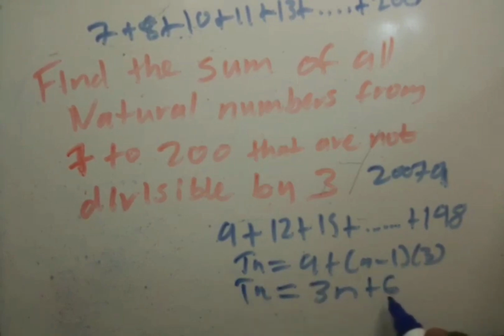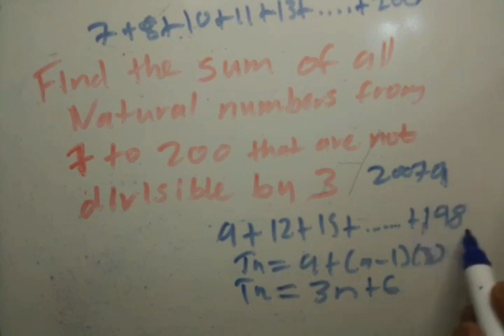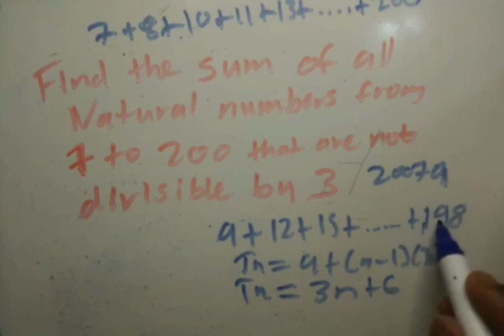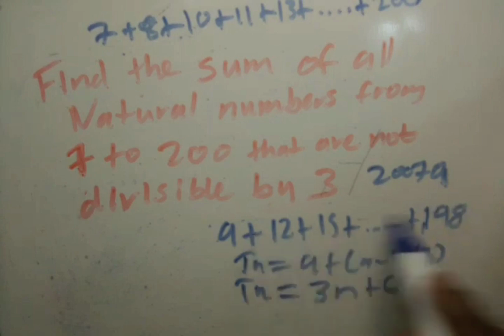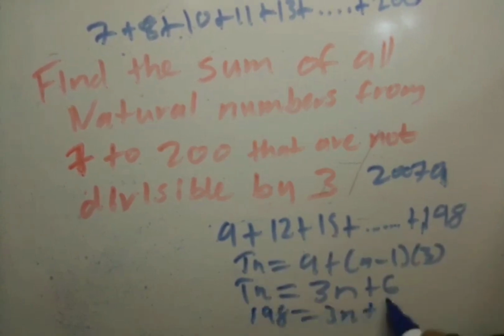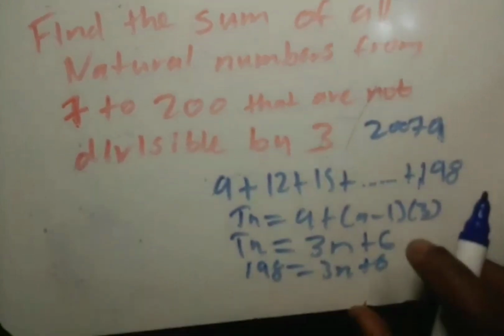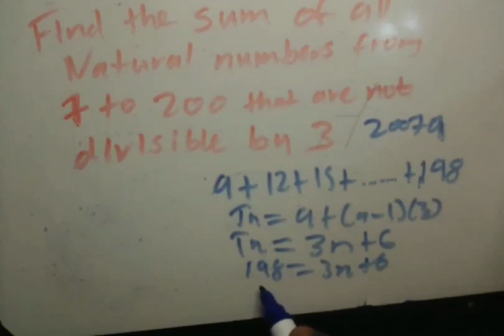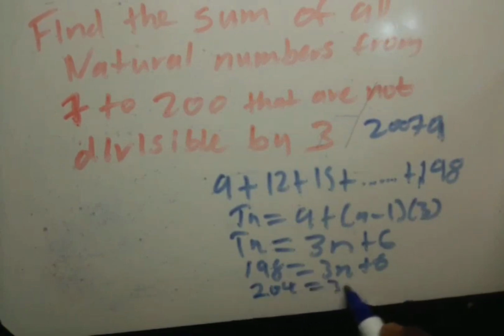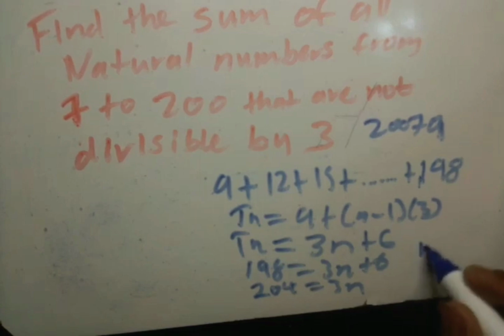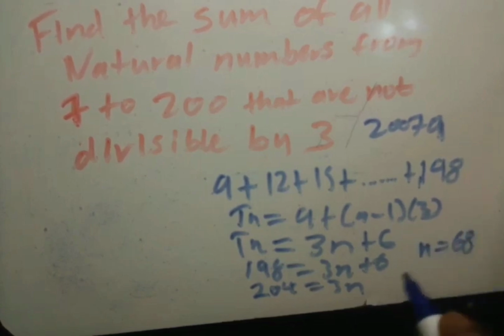So we need to find out how many terms there are in the sequence. So we're going to plug in the value of the last term, which is 198. If we find out what the last term is, that gives us the total number of terms. So it's going to be 198 equals 3n plus 6. So from here, you take this to the other side. So 198 plus 6 is 204 equals 3n. So you divide this by 3. So 204 divided by 3. Using the calculator, I get n equals 68. So it means that there are 68 terms.